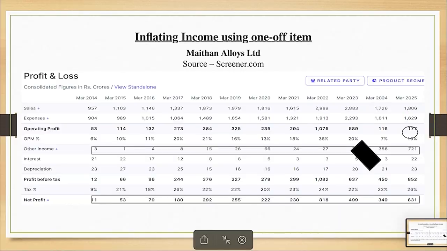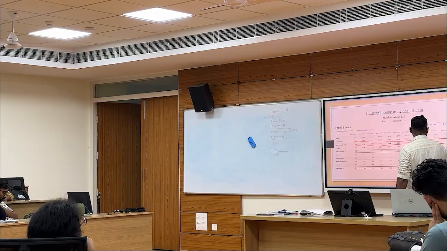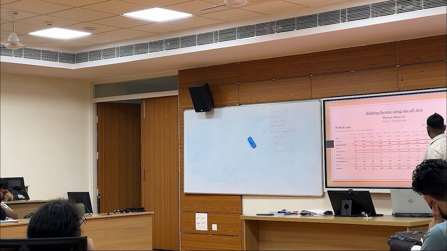Next is inflating income using one-off items. Suppose we see the operating profit is this. However, when we compare it with net profit, we see that in this year the operating profit is 116 crores, but the net profit is 340. Now, how is that possible?